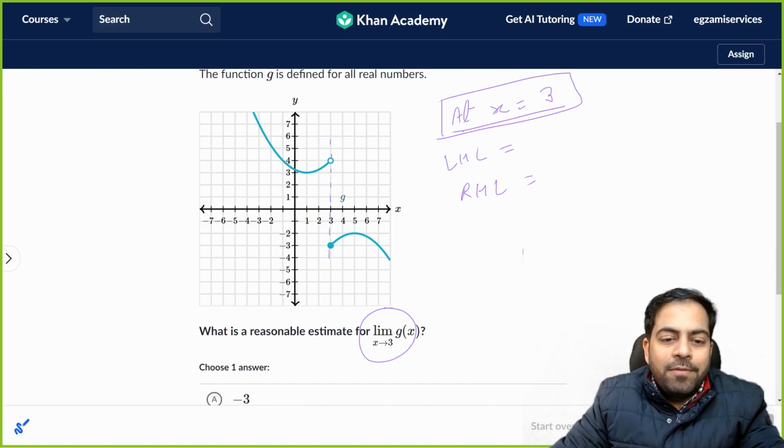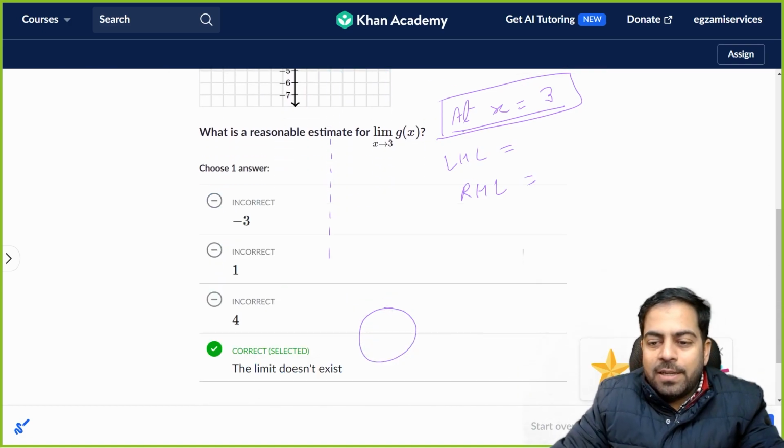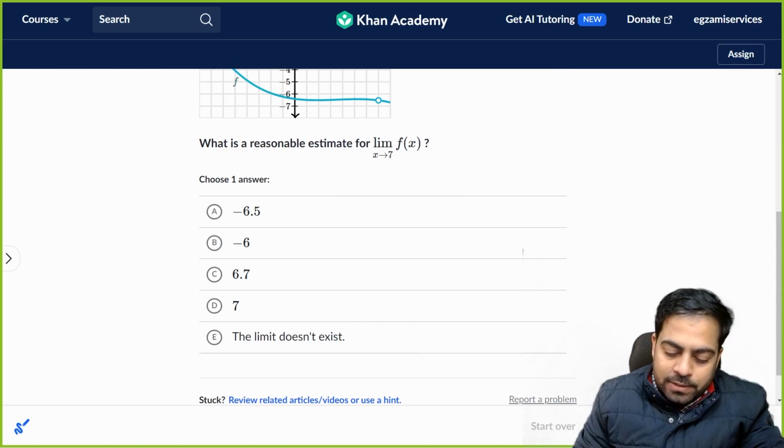So since the graph is broken, we don't have to find anything. It's just limit does not exist.